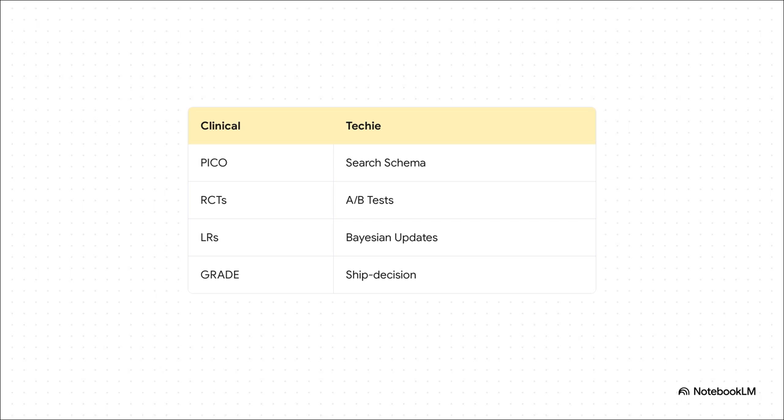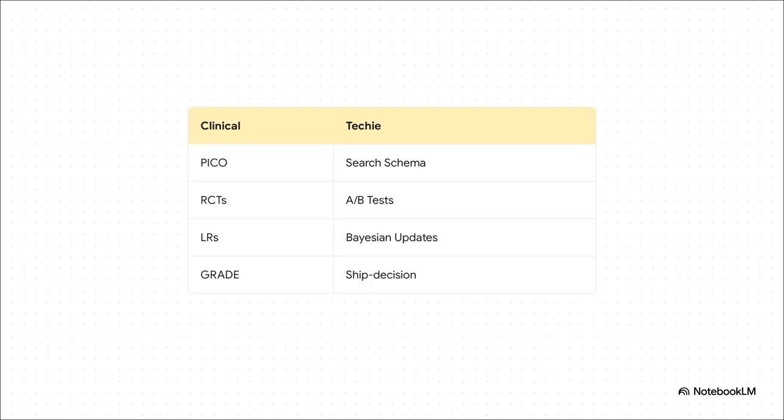Moving on to our final agenda item, Section 4, EBM for Techies. I absolutely love this part. This is essentially a Rosetta Stone for evidence-based medicine. Over on the clinical side, you have PICO questions: patient, intervention, comparison, and outcome, which is how doctors formulate their clinical inquiries. For a techie, that is literally just a search schema.